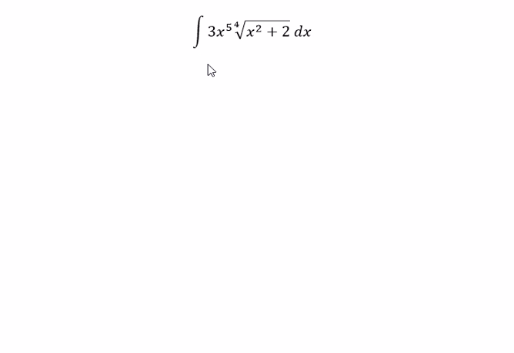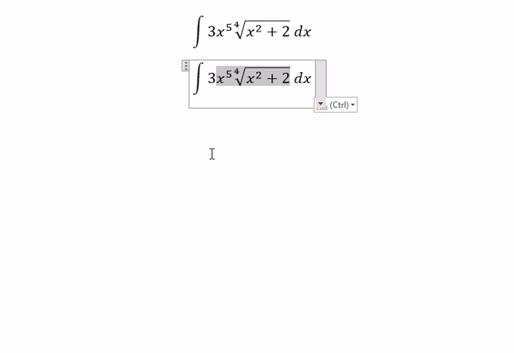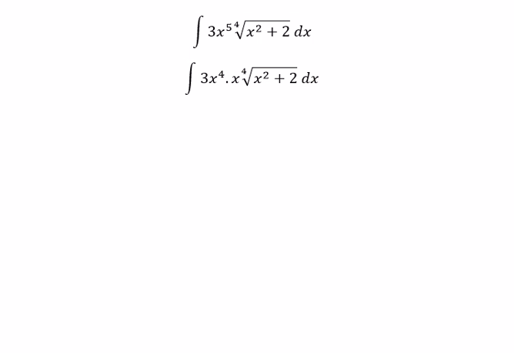We have the integral of 3x to the power of 5 multiplied by the fourth root of x squared plus 2, dx. Now I will show you the technique to answer the question. For x to the power of 5, we can write x to the power of 4 multiplied by x. Next, we need to use integration by substitution.